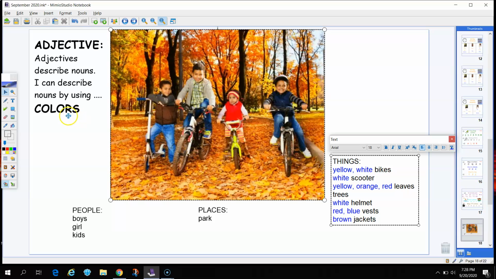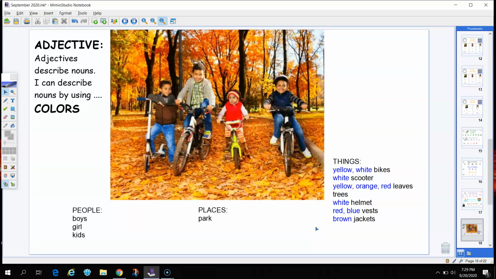Okay, so today we were using describing words that are called adjectives. And we said that we can use our adjectives to describe nouns by using colors. All our color words are adjectives. And look at the ones that we used today. Let's read them together. Yellow and white bikes. White scooter. Yellow, orange, red leaves. White helmet. Red, blue vest, and brown jackets. Great job using color words to describe the nouns in the picture. Now tomorrow we'll learn some other types of adjectives that we can use to describe nouns.